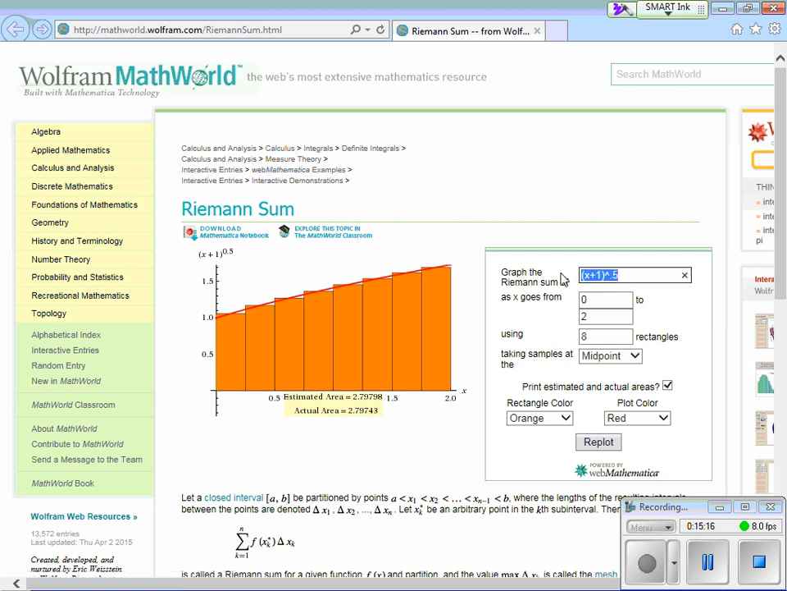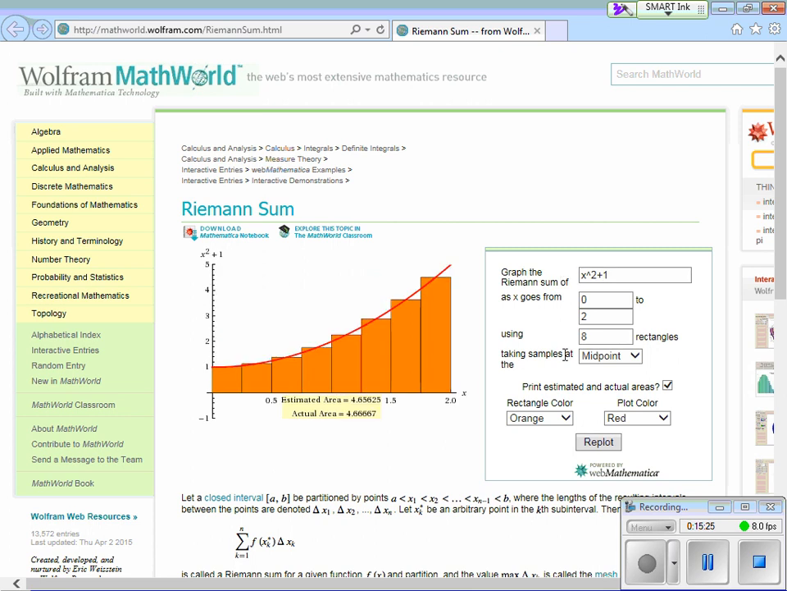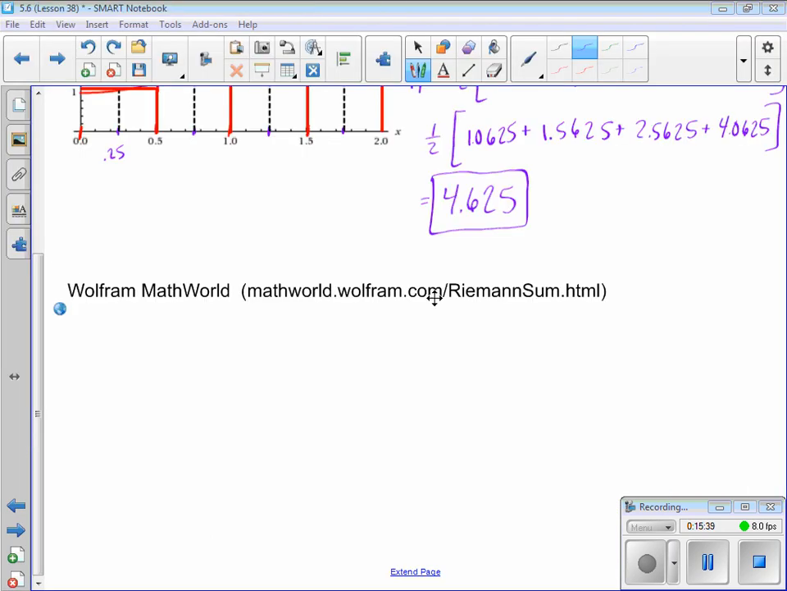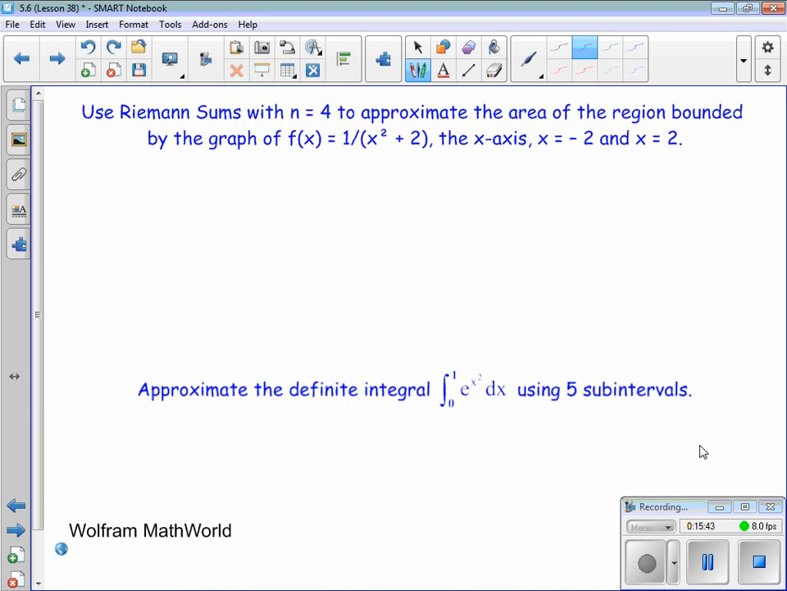Yours isn't working? I'll check it here. Okay, so did we get the same answer with that x squared thing? With this x squared plus 1, with our 4 rectangles, did we get the same estimated area as what we got in class? 4.625? Yeah. Okay, so it's just a way to check your answer there. Any questions on that? Okay, let's go to the last page here.